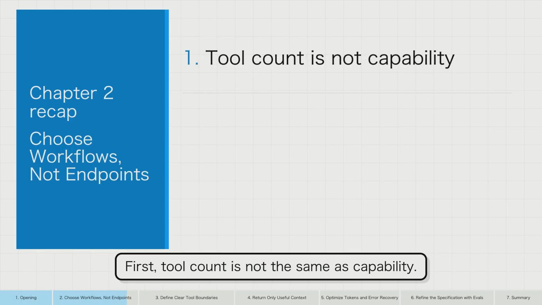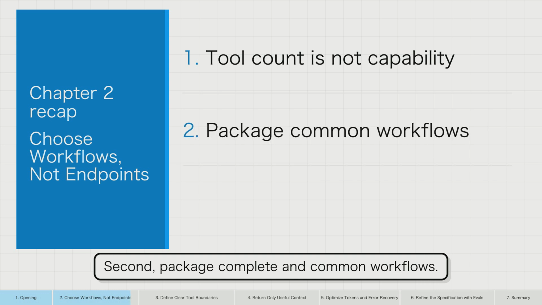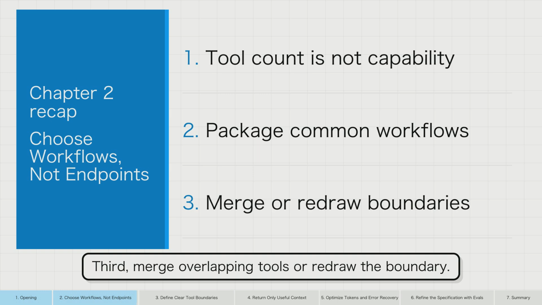Chapter Recap. First, tool count is not the same as capability. Second, package complete and common workflows. Third, merge overlapping tools or redraw the boundary.